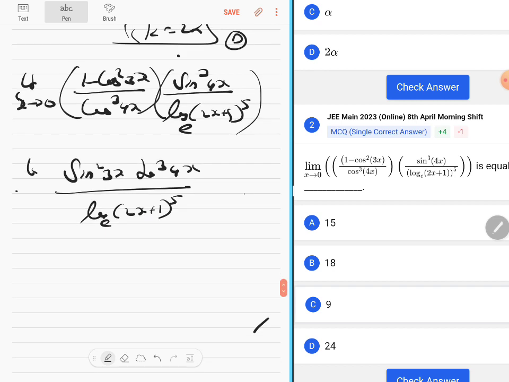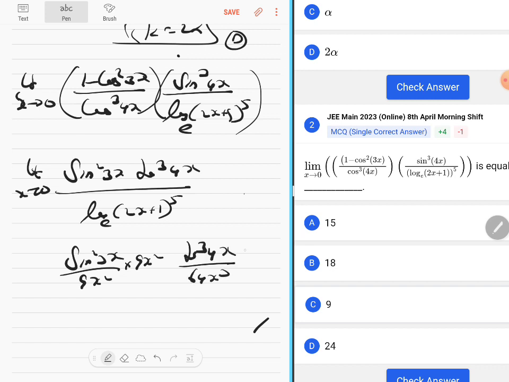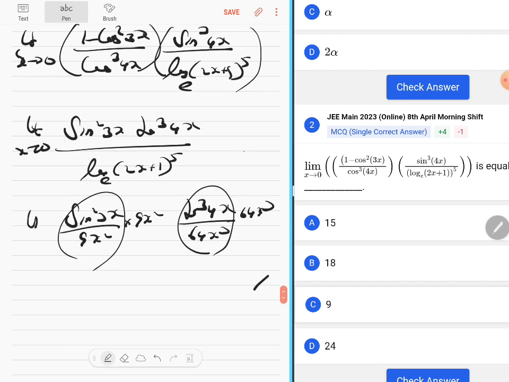So limit x tends to 0. And you can multiply and divide sine square 3x by 9x square into 9x square, and tan cube 4x by 64x cube into 64x cube. So this becomes 1, this becomes 1, because the limit as x tends to 0 is 1. Apart from that, you also have the denominator remaining.